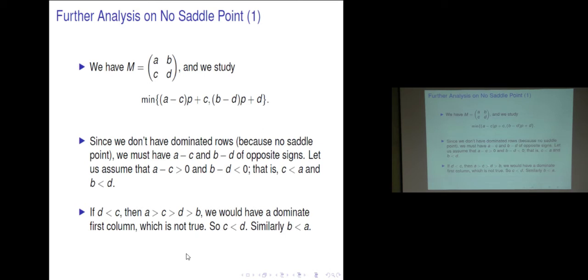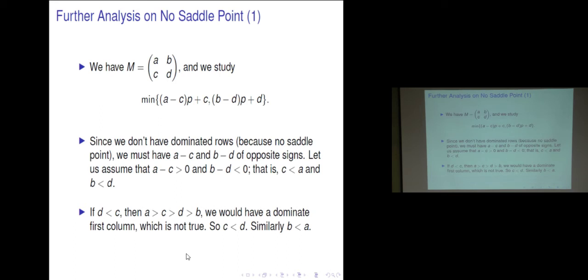So we have A is bigger than B, C is bigger than D. So we have a dominant column. That's also not possible. So therefore, C has to be less than D.